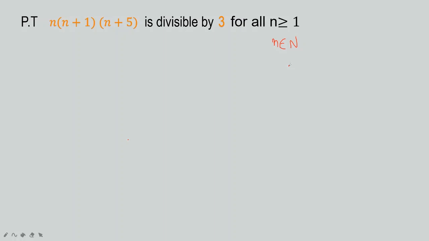So now let us start our steps. When n is equal to 1, that's how we start. Why did we take n is equal to 1, by the way? Why not n is equal to 2? Because n starts from the value 1. Suppose the question was n greater than or equal to 3, then we would start with n is equal to 3.